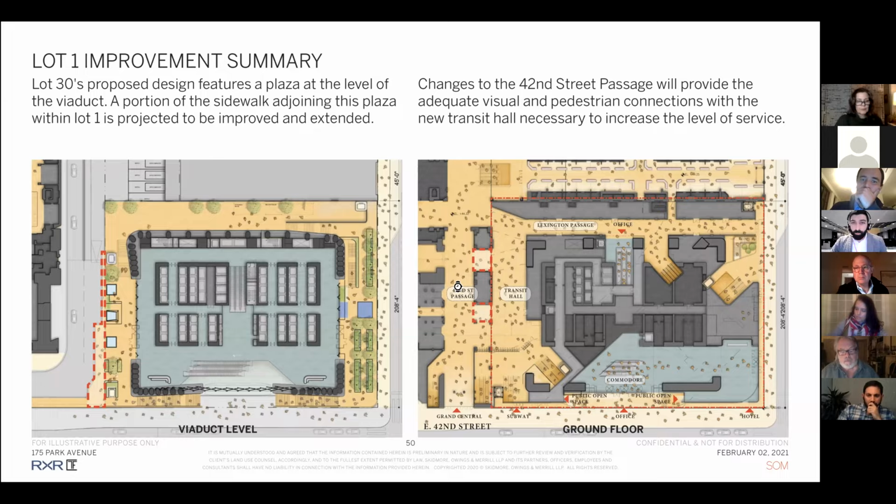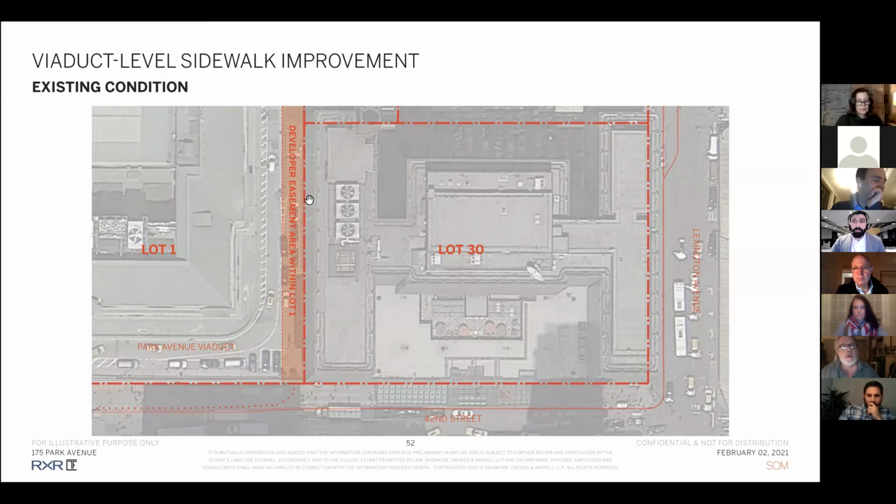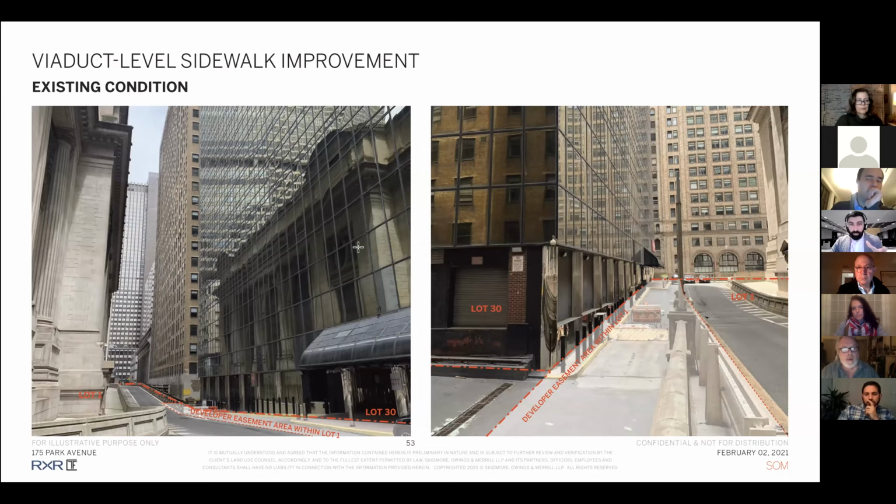For the sidewalk improvements, what we're discussing here is changes to the sidewalk within this developer easement area. So it's within Lot 1, but it's within this developer easement between Lot 1 and Lot 30. These are some images of the site. The Grand Hyatt itself is Lot 30, so everything within that is Lot 30. Everything outside of that is Lot 1. And this small area that separates the viaduct proper from what's often called Lower Depew Place and the drop-off area along our site is this easement area.